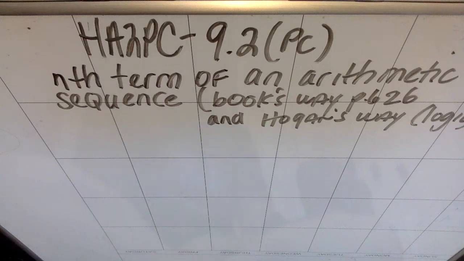We're back at Honors Algebra 2 Pre-Calculus doing section 9.2 in the pre-calc book. So I'm on page 626 and we're going to talk about the nth term of an arithmetic sequence. We're going to do it the book's way, which is on page 626, but we're also going to talk about my way, which is logic.